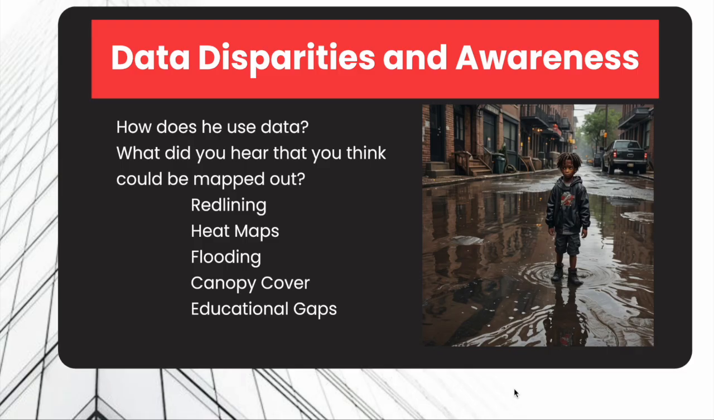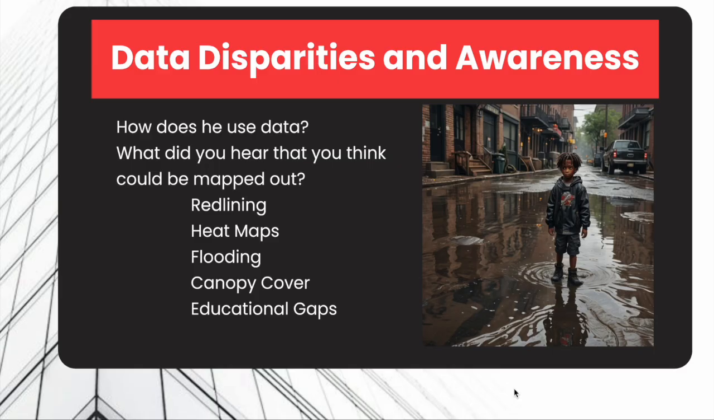All right, as you watched that video and the previous video, how do they use data? How does he use data? You saw a myriad of different maps throughout, different ways to highlight some of the disparities that exist. In fact, in the first video, you heard him even complaining about the fact that the data does exist and change is so slow, right? So what do you hear that you think could be mapped out?